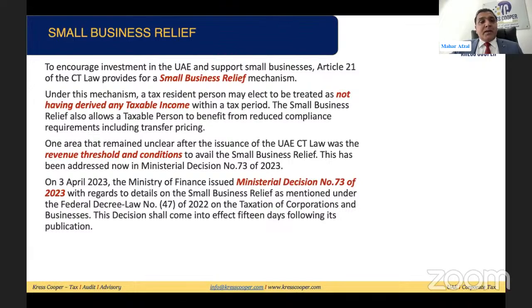and it will be assumed that the person has not derived any taxable income during the tax period. One area that remained unclear in the UAE law was the revenue threshold and conditions. What are the related conditions? What is the revenue threshold for a business to be declared as small business relief? In this regard, as Ms. Faiza has already mentioned, Ministerial Decision number 73 of 2023 has been introduced, and it gives us clarity about small business relief in detail.